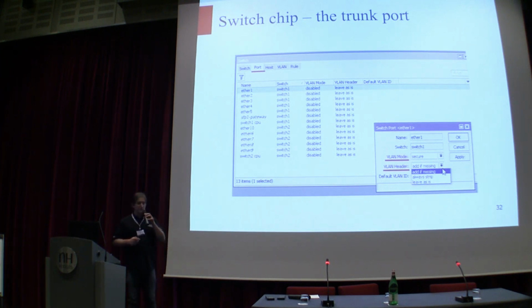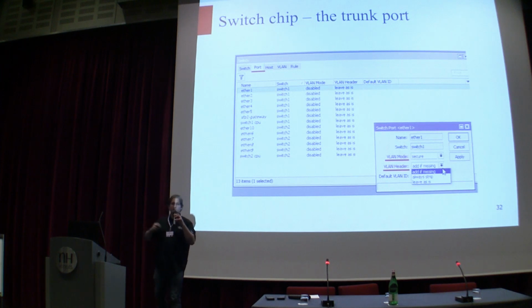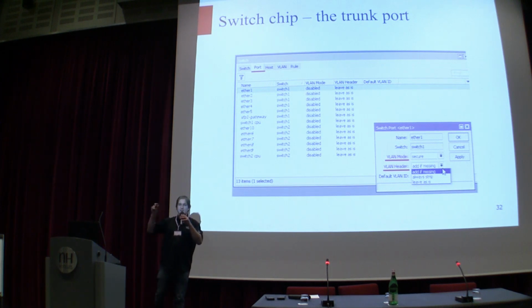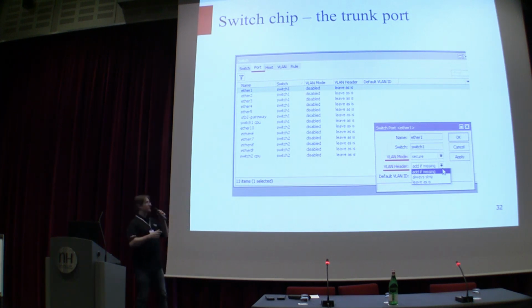If we want to have a trunk port, we change the VLAN mode to secure. It means that only the VLANs configured by us can pass the port. And we change the VLAN header to add if missing. So every packet going outside with this port needs to have the VLAN tag. So this port is trunk with these two settings. And the same goes to Ether2 port.